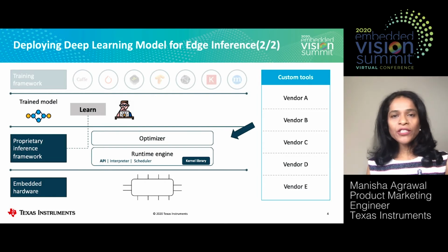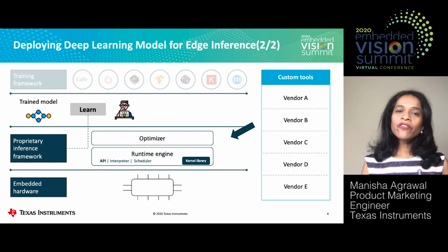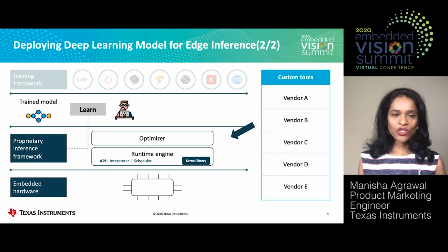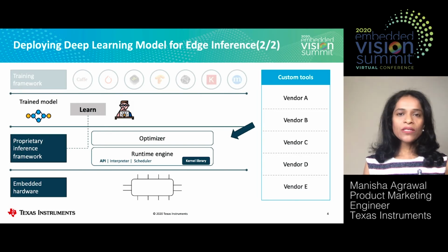Before I continue, I would just like to level set and clarify on the terms that I will be using, which is the inference framework. Inference framework is nothing but a collection of two sets of tools to assist with the edge inference. First set of tools is the optimizer, and another one is the runtime engine. And each vendor names these tools differently.